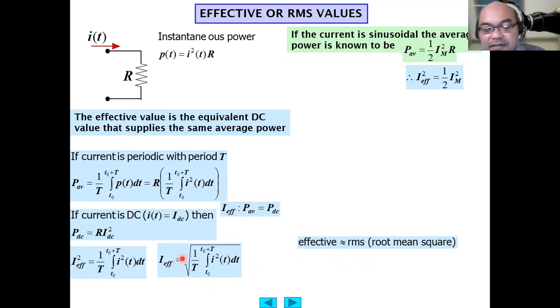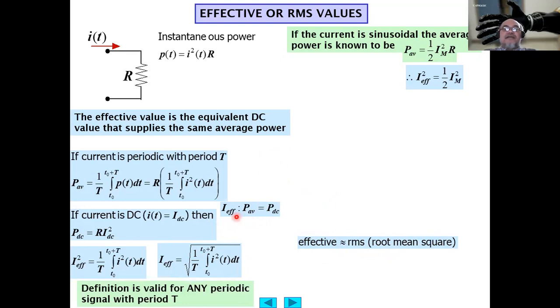Because the formula is derived from the square of the parameter, i squared, then its mean over the period, which is 1 over T, the period here, integral t0 until t0 plus T, then we take the root of that value. And that's why it is called the RMS value, root mean square value. So this definition is valid for any periodic signal, not only sinusoidal, but any periodic signal with a period of T.